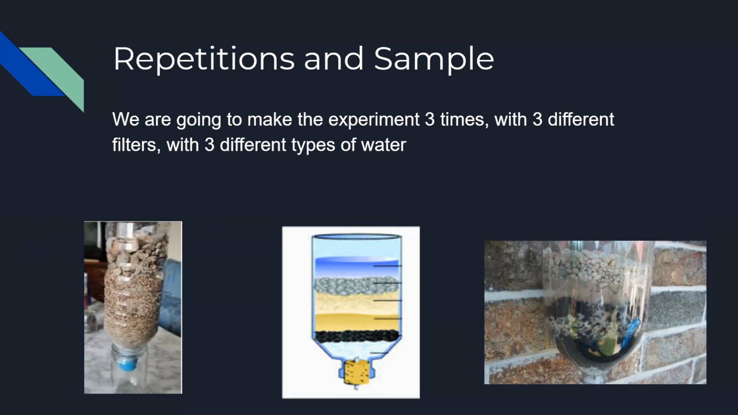So, the repetitions and the sample. For this, we're going to be using a sample of three different types of filters, as we said. For these three samples, we're going to be making three different repetitions of each filter. And for each filter, we have three different types of water. So basically, we're going to be making 18 repetitions of the water filtration overall.